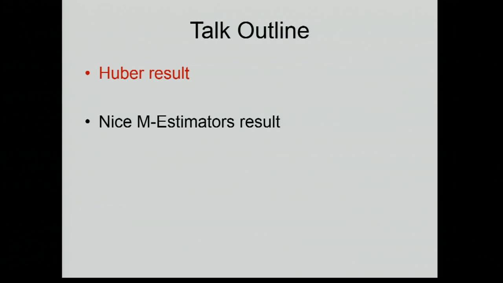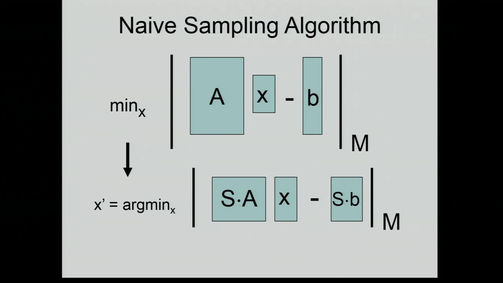Okay, so let me briefly go over the result for Huber, which I've isolated here because I think this is an important special case, and then the general result for M-estimators. So how do you solve regression? Here is a very naive sampling algorithm. I'm trying to minimize the M norm of Ax - b.